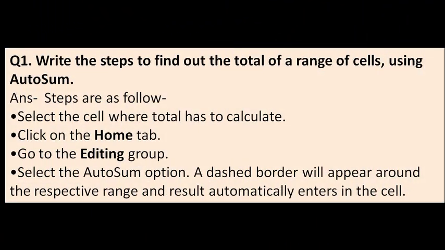Question number 1. Write the steps to find out the total of a range of cells using AutoSum. So the steps are as follows. Select the cell where the total has to be calculated. Click on the Home tab, then go to the Editing group. Select the AutoSum option. A dashed border will appear around the respective range and the result automatically enters in the cell. So this is a practical question actually, friends, so you should try and learn this question as well.